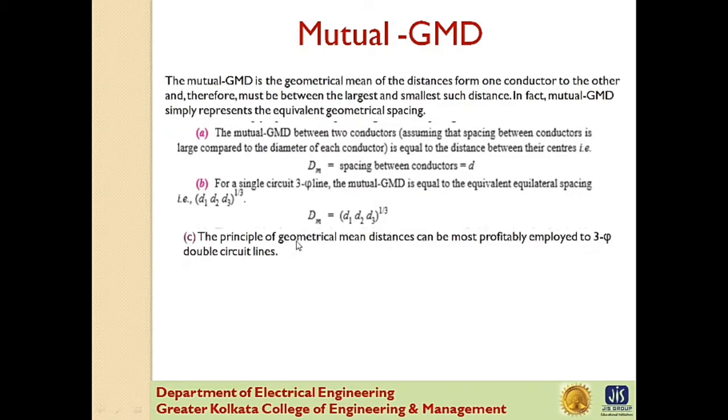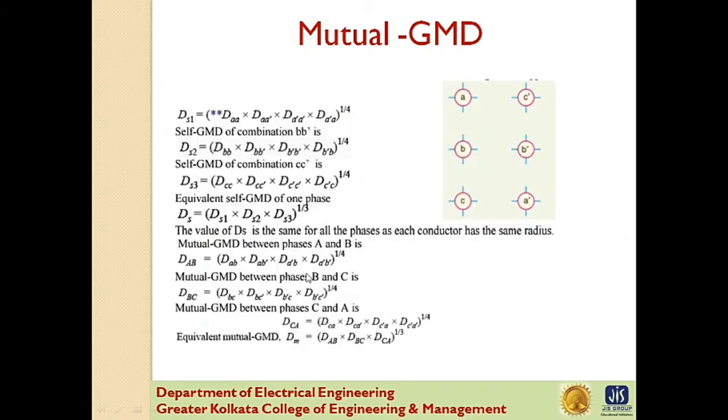The principle of geometrical mean distance can be most profitably employed in three phase double circuit lines. Now in this picture you can see a three phase double circuit. Consider the conductor arrangement of the double circuit. The self GMD is 0.7788 r.